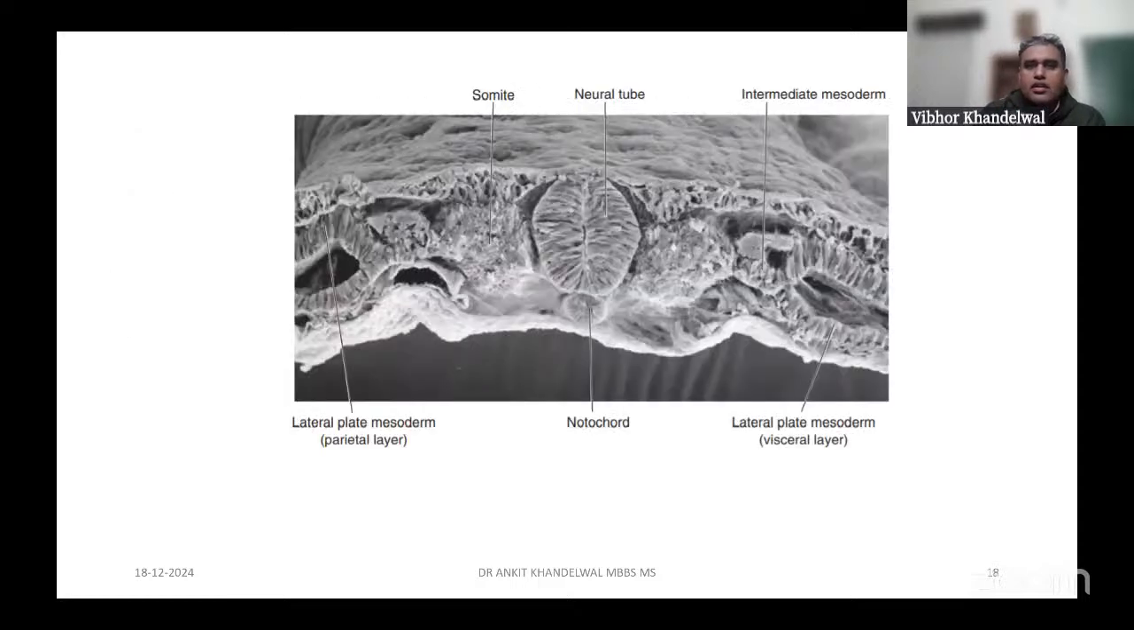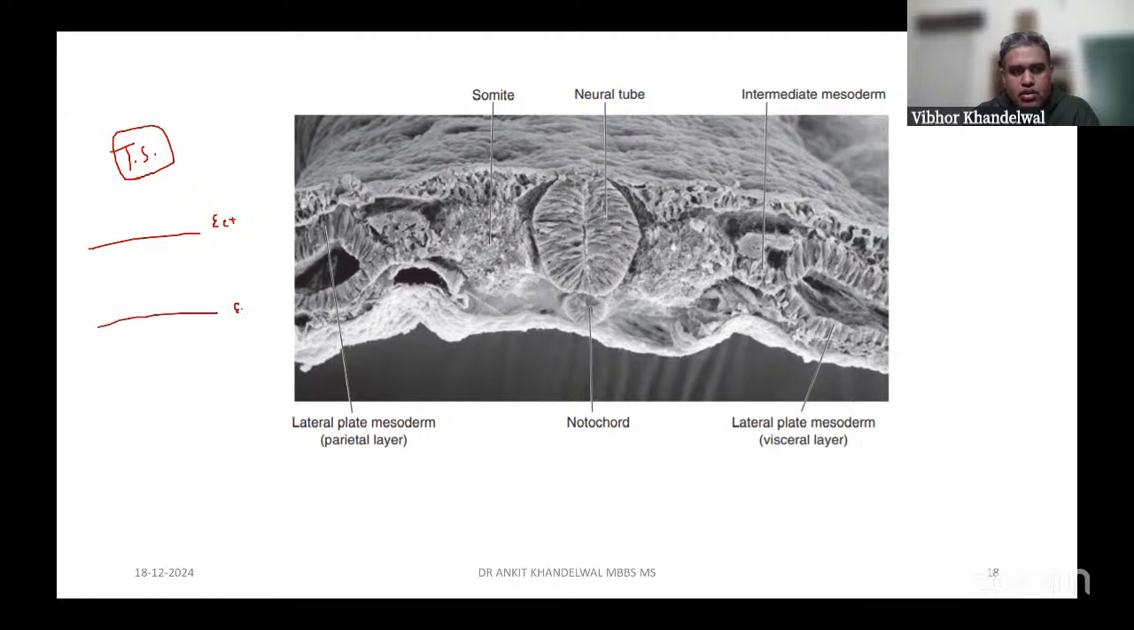Okay. Here is an image. This is actually a TS over here. Try to look at this image and try to understand this. This is a TS like this. So what we will witness over here is, first of all, let me try to make it on the side. We have this ectoderm above.